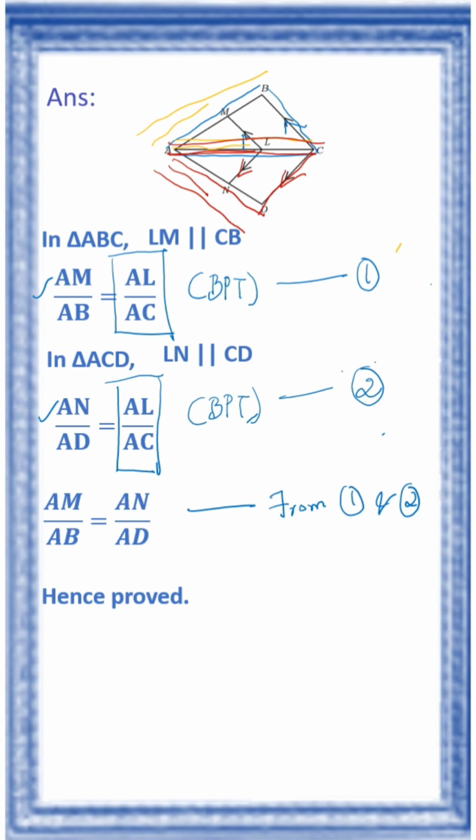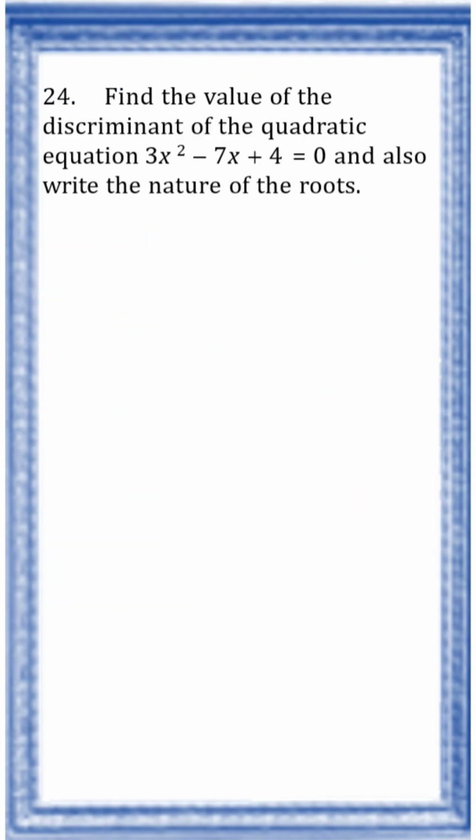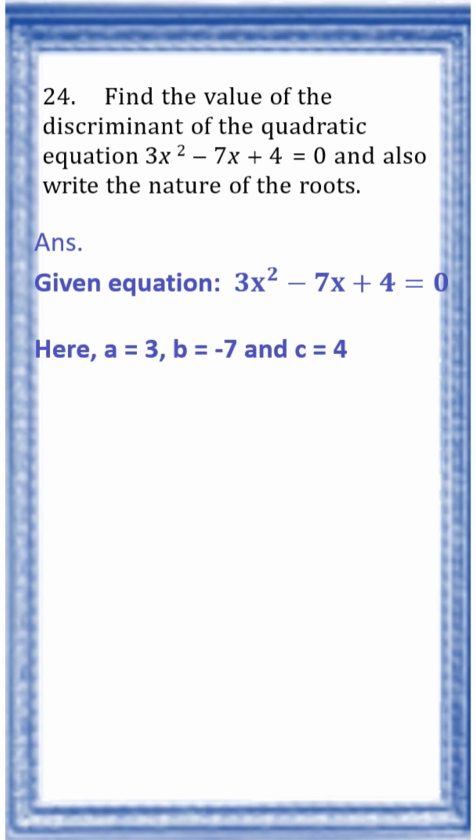Now let us solve the 24th question. Find the value of the discriminant of the quadratic equation 3x square minus 7x plus 4 is equal to 0 and also write the nature of the roots. Here the given equation is 3x square minus 7x plus 4 is equal to 0, which is in the standard form. Here a is equal to 3, b is equal to negative 7, c is equal to 4. Discriminant D is equal to b square minus 4ac, because we have to find the discriminant of the equation.